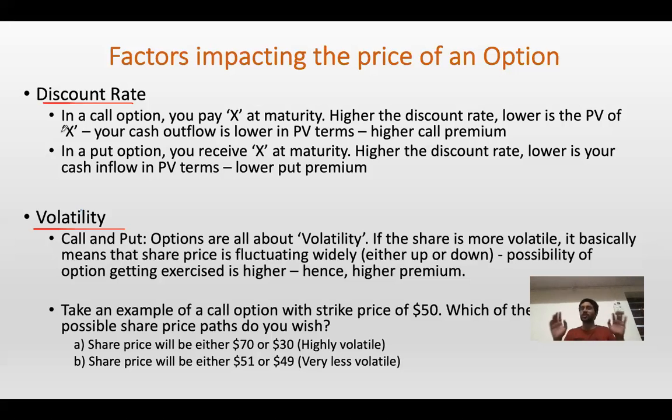Let's say there are two scenarios. One where the discount rate is 10%, everything else constant. The other where the discount rate is 7%. The option where the discount rate is 10% is obviously going to command a higher premium, because the present value of the cash outflow will be lower, which is a better option. That's the reason this option is a better one, and you have to pay a higher premium.